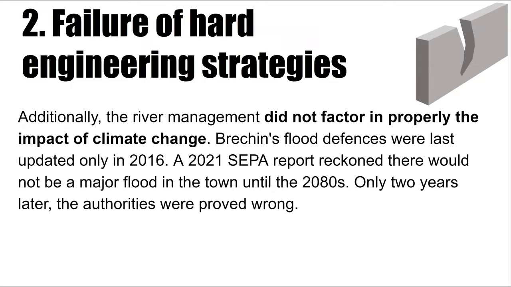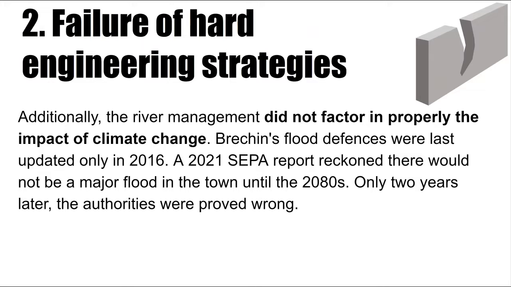The flood walls were not enough. Additionally, we could criticise the Scottish Environment Protection Agency because they didn't factor in sufficiently the impact of climate change. These flood defences in Brecon were last updated only in 2016. And then in 2021, a SEPA report, Scottish Environment Protection Agency report, reckoned that there would not be a major flood in the town until the 2080s.